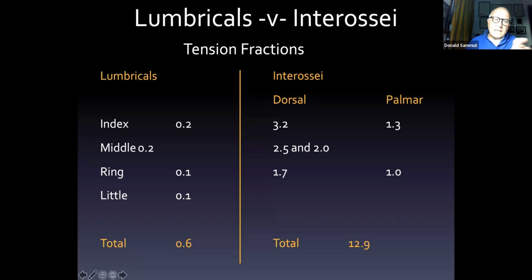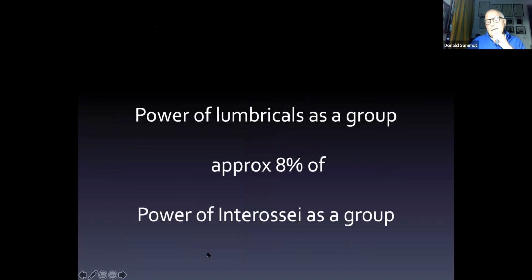Let's consider the lumbricals as a group compared with the interossei as a group, and you can see the totals down here, which give you this, that the power of the lumbricals as a group is only approximately 8% of the interossei as a group. So they are weak motors, okay?